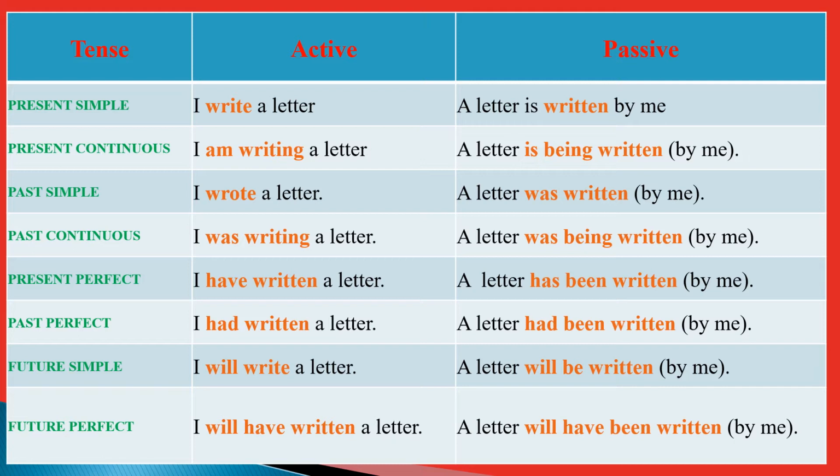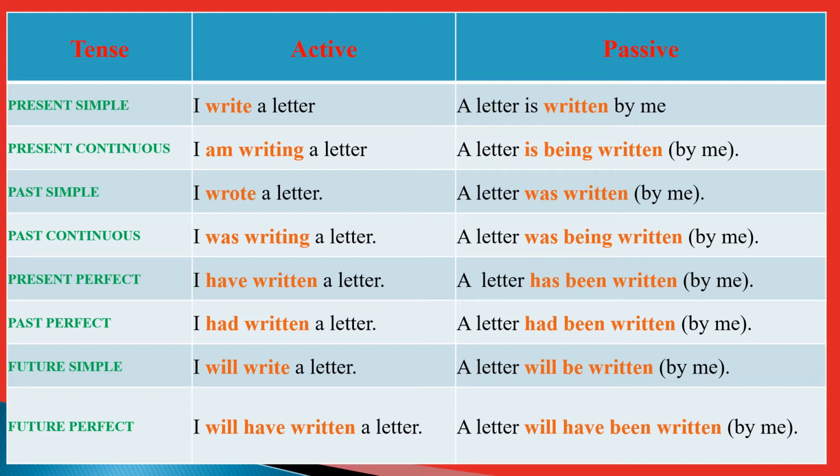Simple present tense. I write a letter. Changes into a letter is written by me. In this sentence, I is the subject, write is the verb, and a letter is the object. By changing active to passive, the object comes first. A letter is an object. A letter is written. The verb write, wrote, written. We use the past participle of the verb in the passive voice. A letter is written by me. I changes into me.